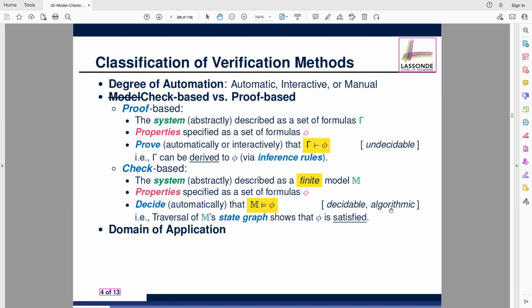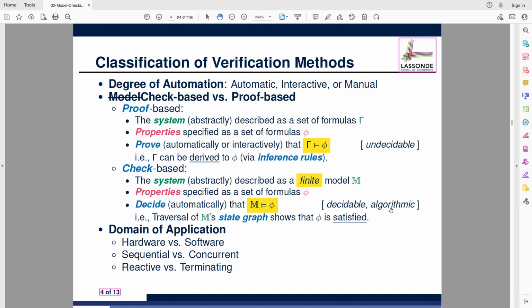And then domain of application, hardware or software. I think for model checking, you can definitely do either, but we do more software in this course. And sequential or concurrent. Sequential will be just one line after another. Concurrent will be something like threading that you guys did maybe in 2031. We wouldn't do too much about concurrent in this course, maybe not.